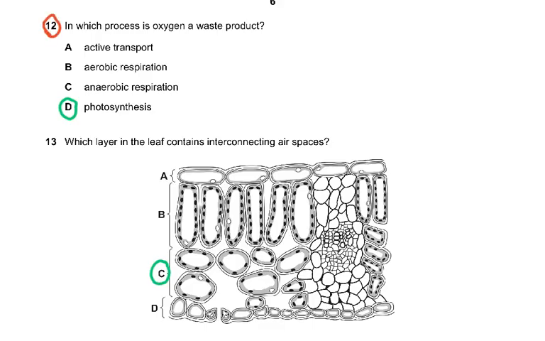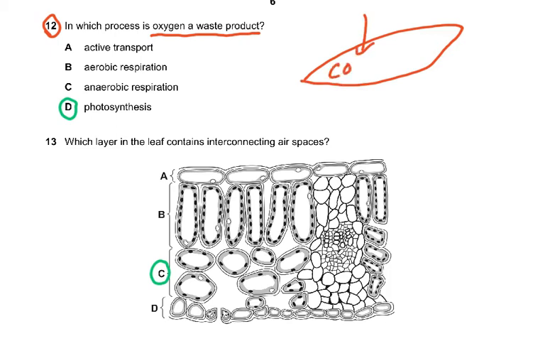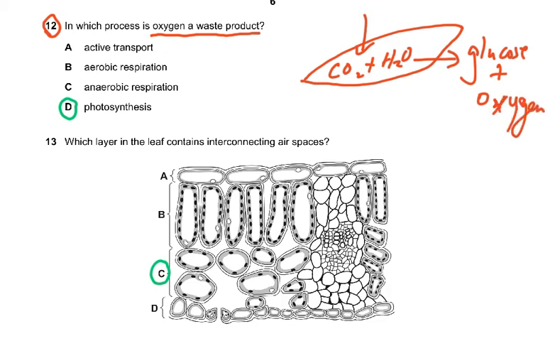Question 12, in which process is oxygen a waste product? You know, in leaves, carbon dioxide enters, so CO2 plus H2O in the presence of light and chlorophyll gives you glucose C6H12O6 plus oxygen. So, which process has oxygen as a waste product? In active transport, nothing is a waste product, of course. In aerobic respiration, what is it? Glucose plus oxygen give you carbon dioxide and water.